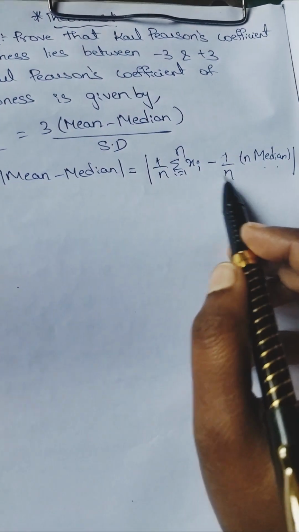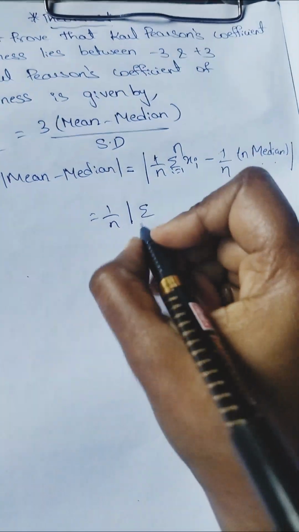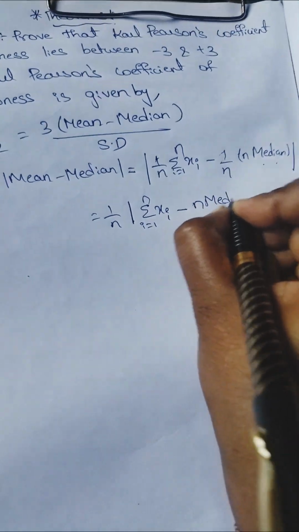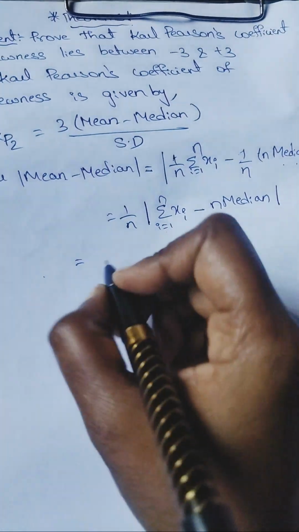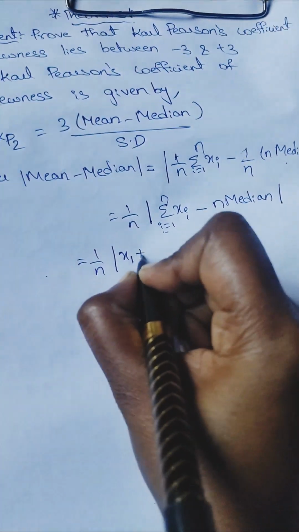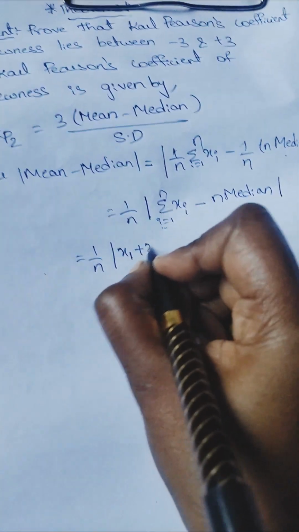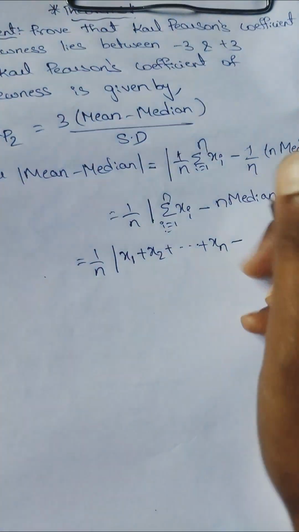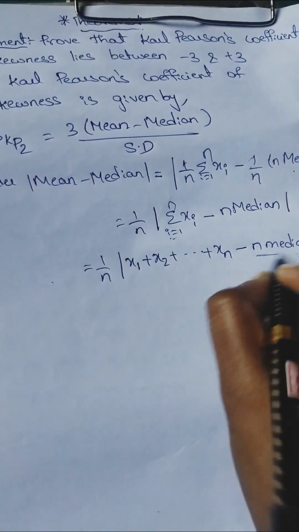So what is common in these two things? 1 by n is common. So let us pick it up outside the mod. So 1 by n mod, and the leftover value is summation i equal to 1 to n xi minus, and here the leftover term is n into median, because 1 by n we have written outside as common. Next, substitute the values: for i equal to 1 this becomes x1, plus, for i equal to 2, x2, and so on up to n values, xn, minus n median. Remember this, n medians are there.